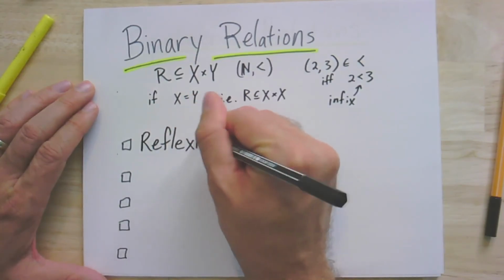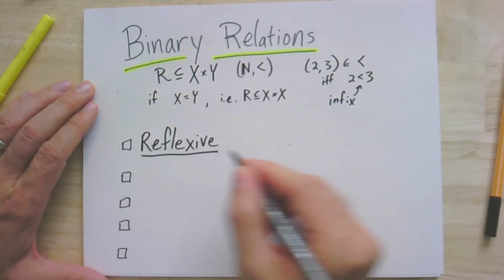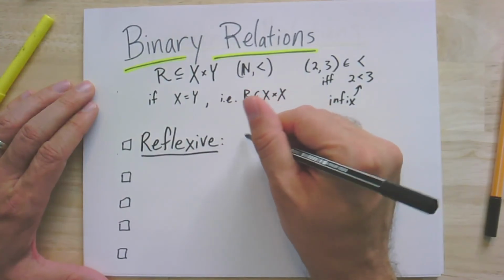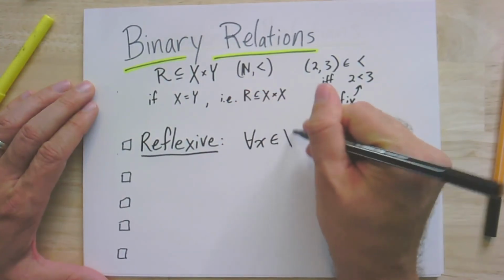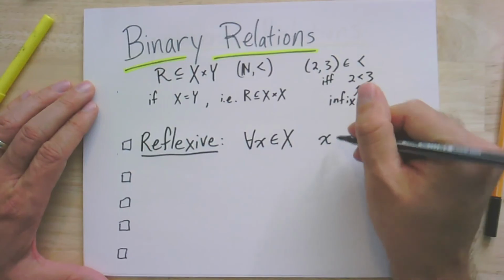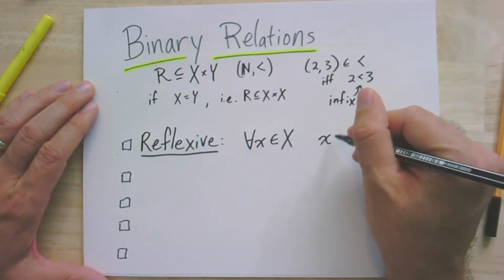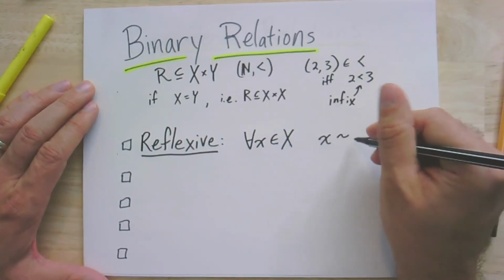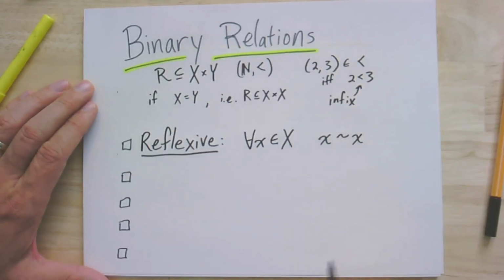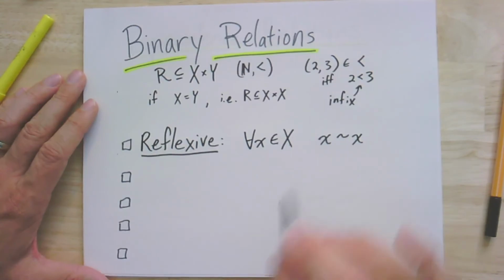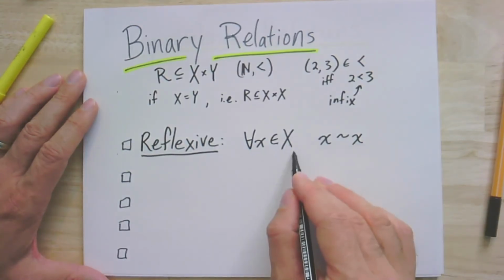One is the reflexive property. A binary relation is reflexive if for all the elements in the set, the element is related to itself. And for general binary relations, sometimes I like this tilde symbol. So x is related to itself for all x in X.